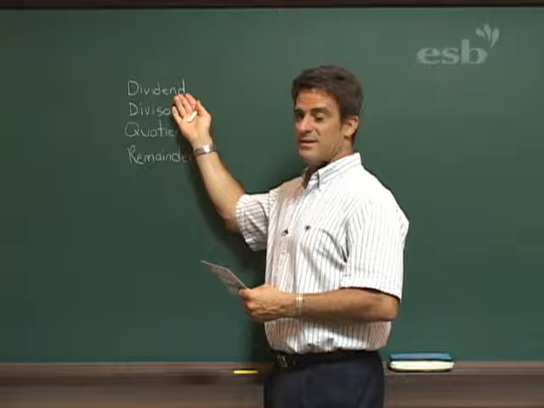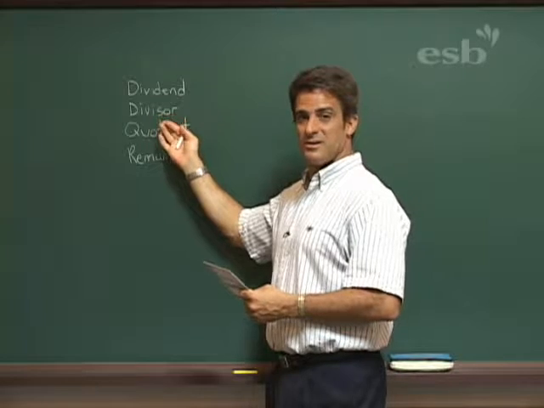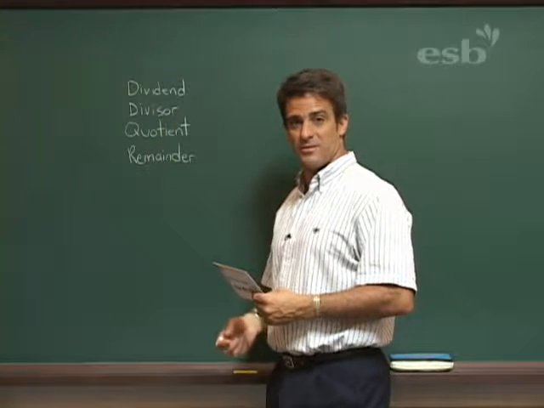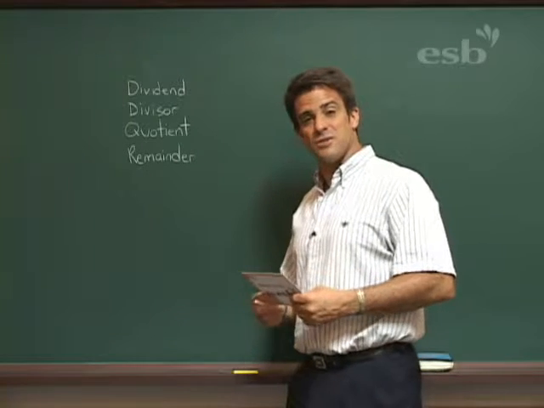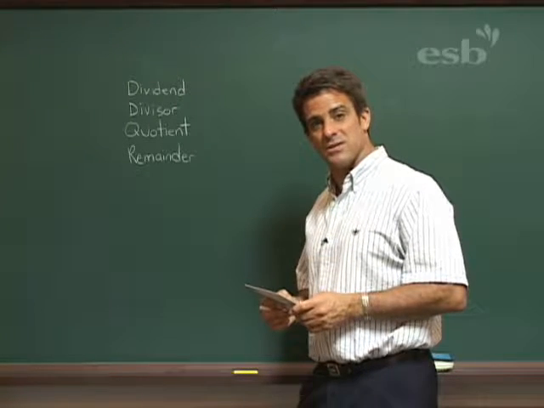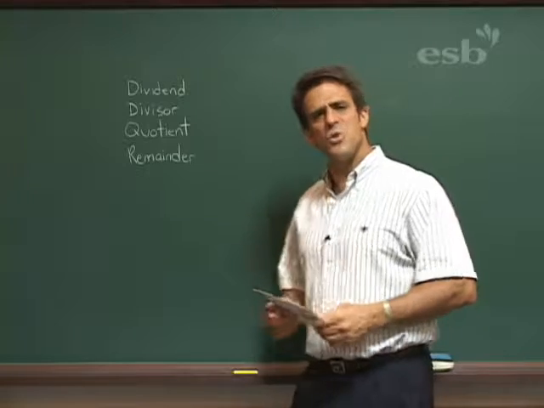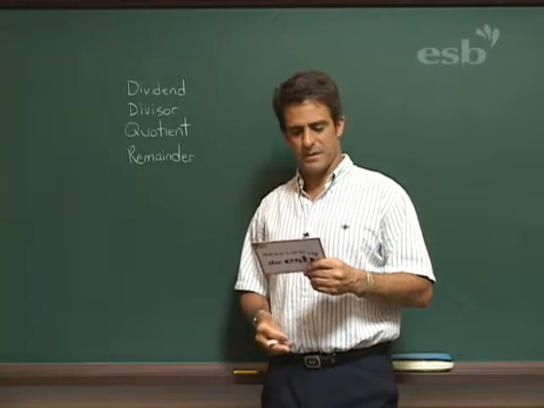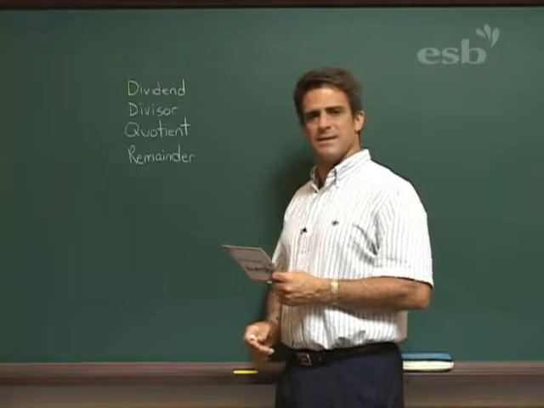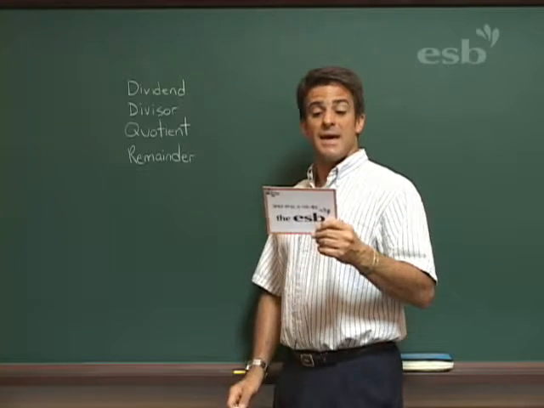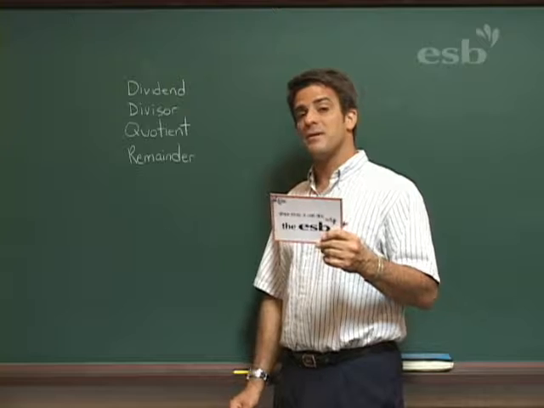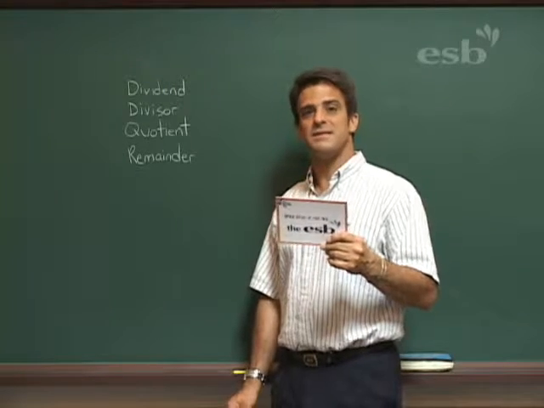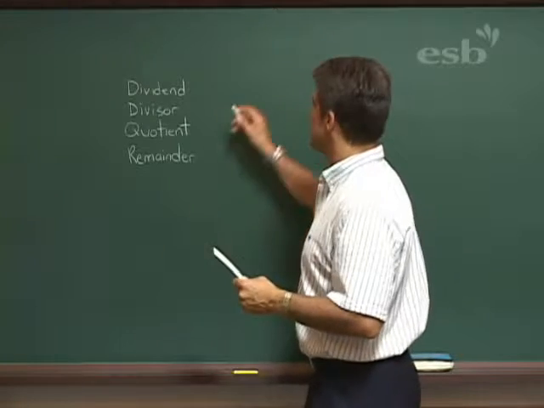Dividend, divisor, quotient, and remainder. 4 terms in division equations. So what do they mean? Let's take a look. What is a dividend? A dividend is the number that is being divided.